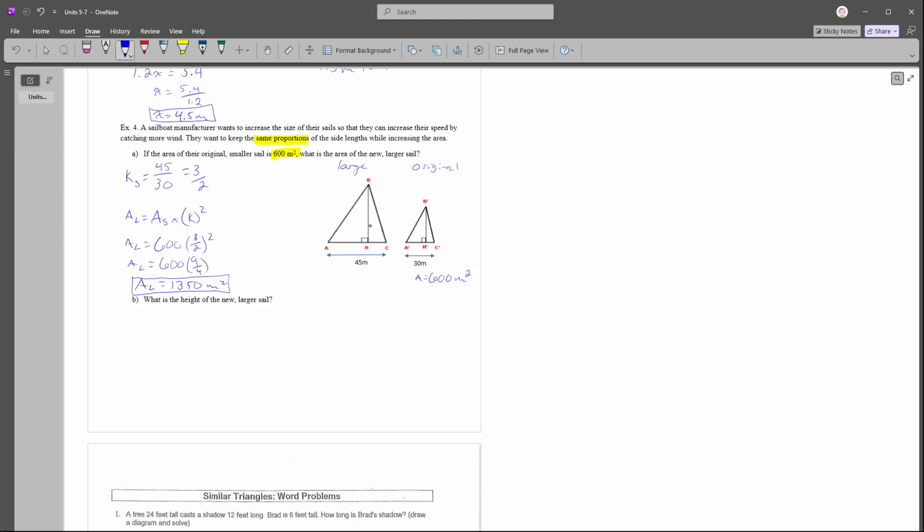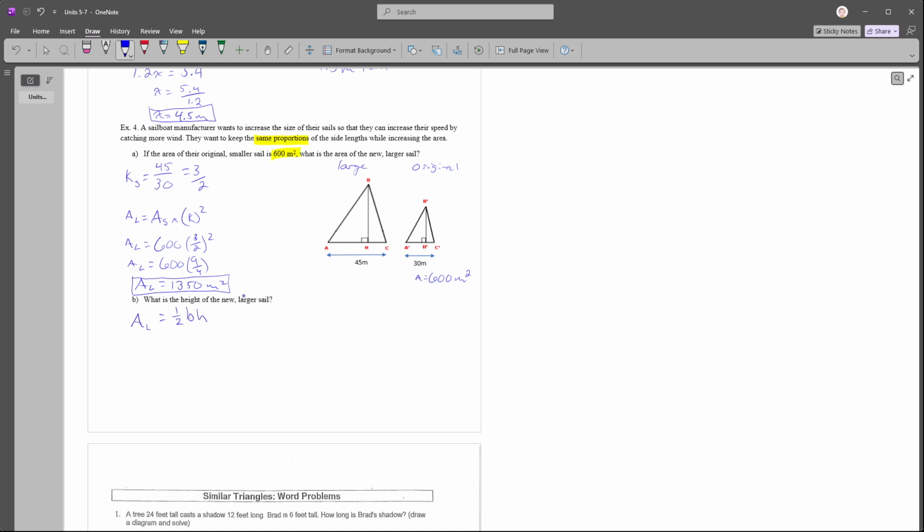So it wants us to figure out what the height of this new larger sail is. Can we do that? Well, what do we know? We know how to calculate certain things. We don't have any side lengths other than those bottoms, though, other than the base of the triangle. How can we do this? What other formulas do we know? We know the area of a triangle, so let's try that. So the area of the large triangle is equal to 1/2 times its base times its height.